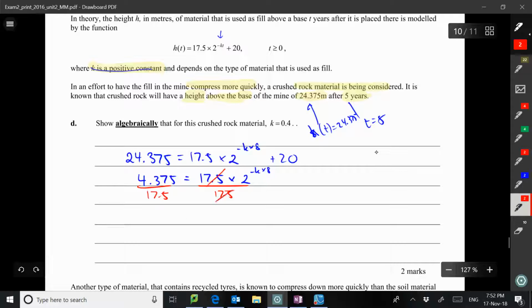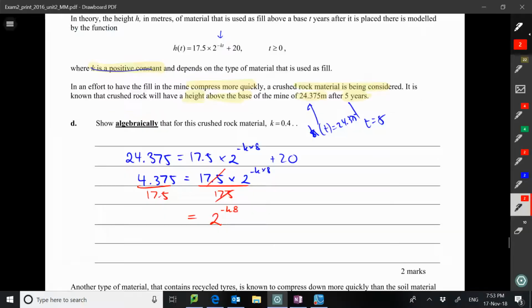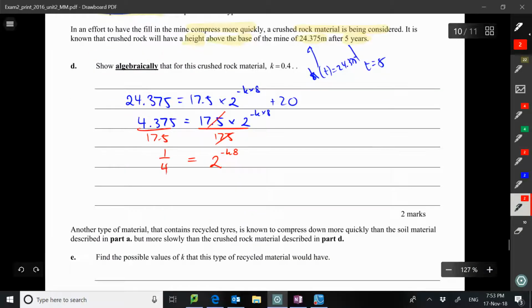Divide both sides by 17.5. This cancels out, so you get 2 to the negative k times 8. And what's 4.375 divided by 17.5? It is a quarter. Oh, that's nice. So it works out to be a quarter. And that means I can write this as 4 to the power of negative 1 equals 2 to the negative k times 8. And 4 can be broken up into 2 squared, to the power of negative 1, so 2 squared to the negative 1 equals 2 to the negative 8 times k. And that's the same thing as writing negative 2 on the power.